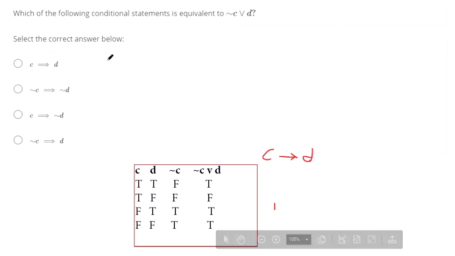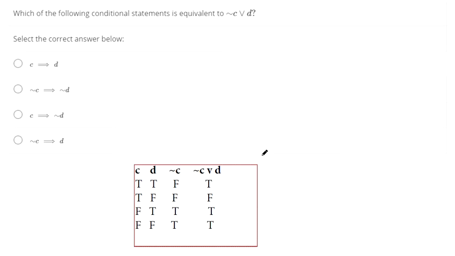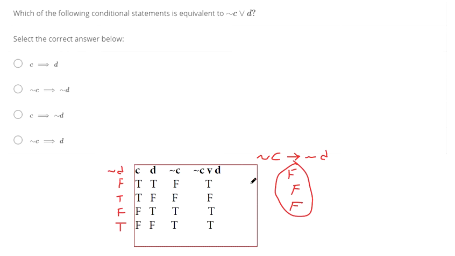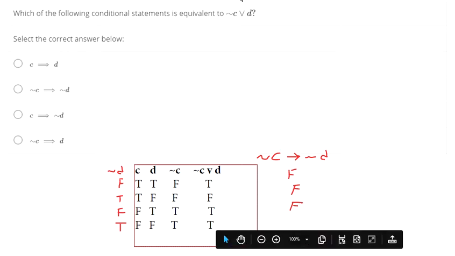Let's check the other ones real quick. Not C implies not D. Over here I'll just do a not D column real quick. That's false, true, false, true. So again, this is true if the hypothesis is false. So the hypothesis is false in the first and second rows of our truth table. And it's also true if the hypothesis and the conclusion are true. So we got true, false. This is false. We can already see, though, this isn't going to match up, right? False, false, false, true, false, true. It doesn't match up, so we're going to clear that out.